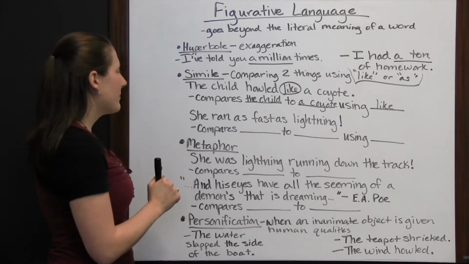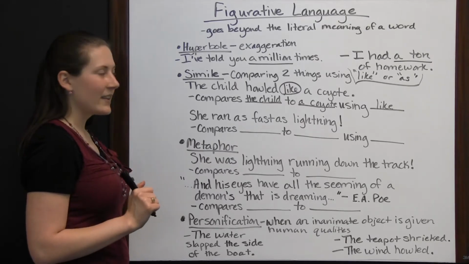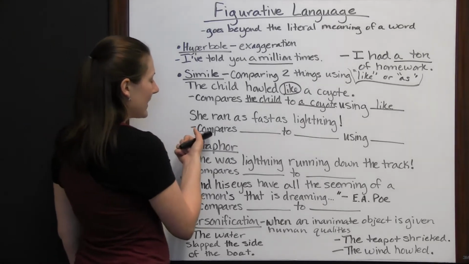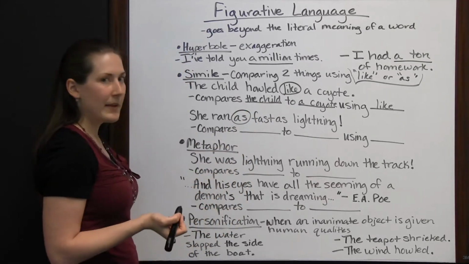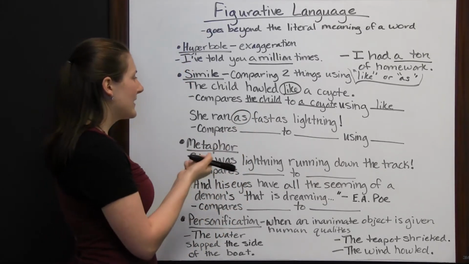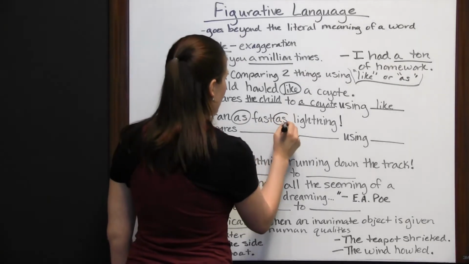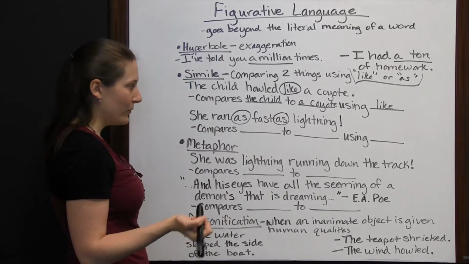Next, let's look at this example. She ran as fast as lightning. Well, that's going to compare two things here, and we see the word as. So what is being compared in this sentence? She ran as fast as lightning. And usually when you have one as, you've got two.